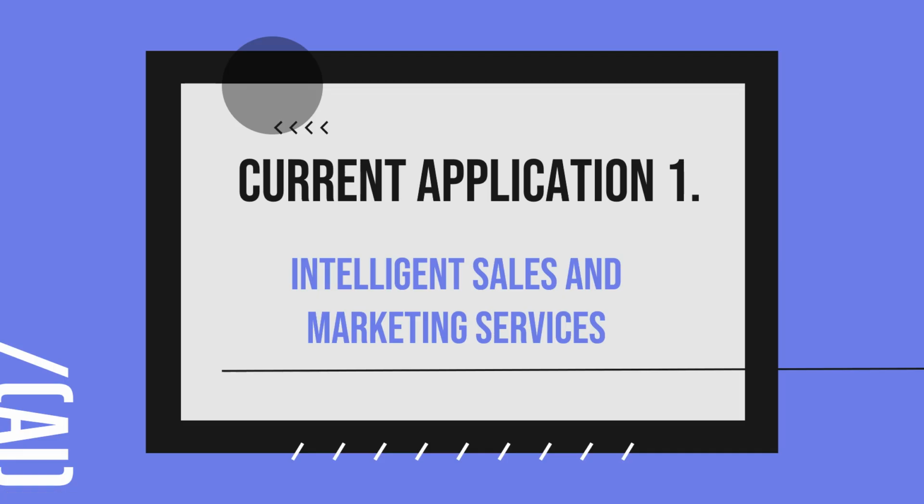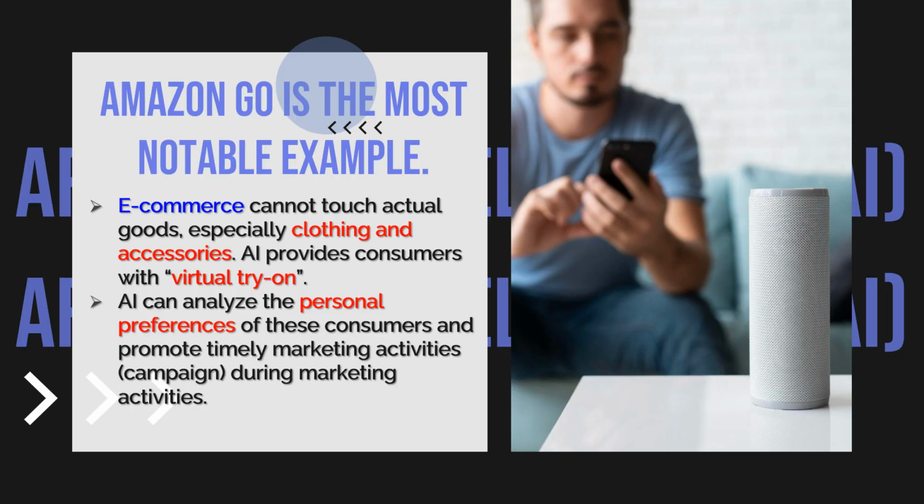And let's look at the intelligent sales and marketing services, okay? So anyone heard about Amazon before? Okay, so we have Amazon Go as the most notable example, okay? E-commerce cannot touch actual goods, especially clothing and accessories. So AI provides the consumers with virtual try-on, okay? Let's call it paying out. Okay, click on the right mouse, okay, right here.